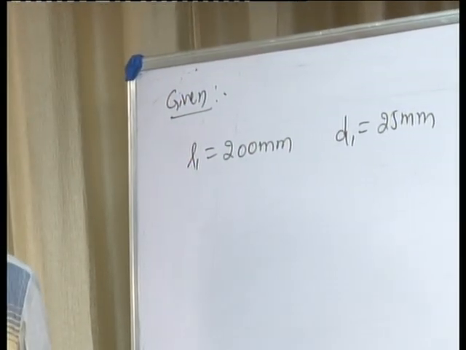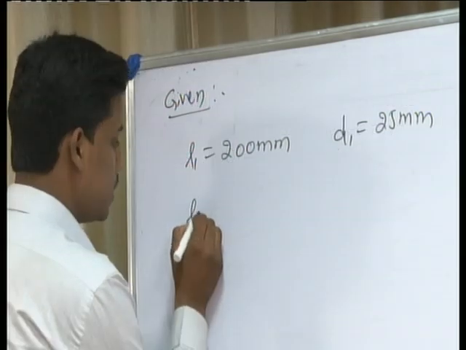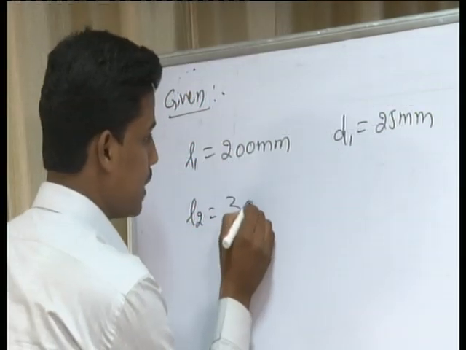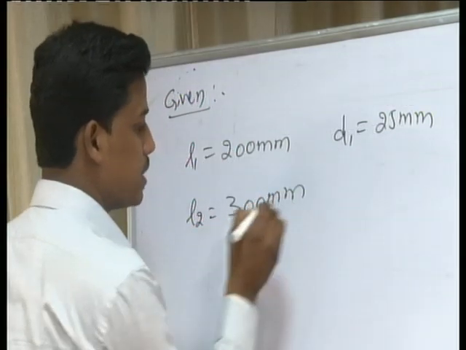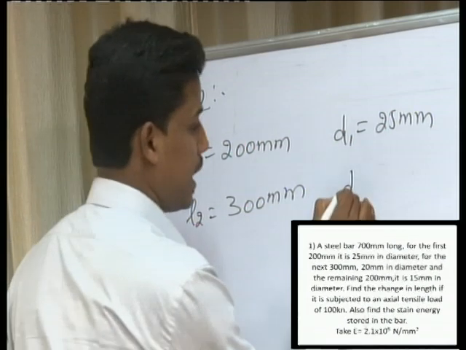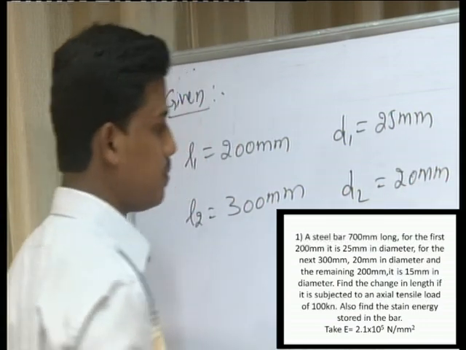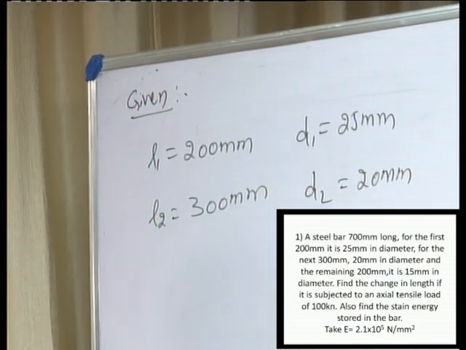We have to see the next step in the problem. For the next 300 mm, 20 mm is the diameter. For the next, that means L2 is 300 mm and diameter D2 is 20 mm.